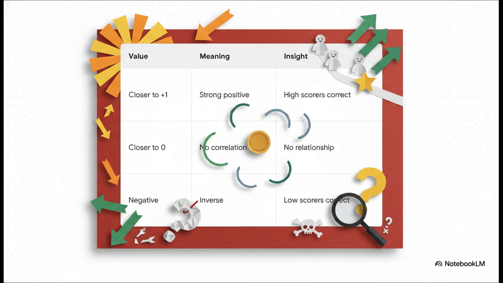Finally, negative values mean an inverse relationship. And guys, this is your massive red flag. This happens when students who scored low overall actually answered the item correctly more often than your high-scoring students. When you see a negative number, it usually points to a trick question, maybe a typo in the answer key, or just overly confusing wording where the top students totally overthought the problem while the blind guessers somehow succeeded.